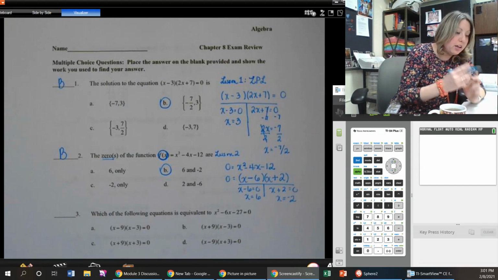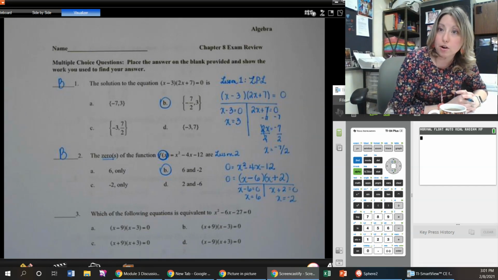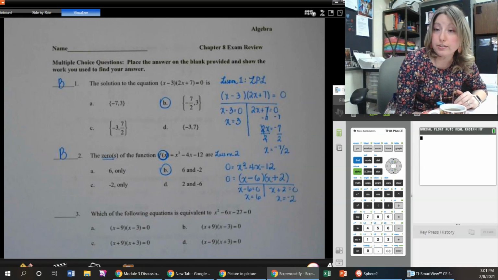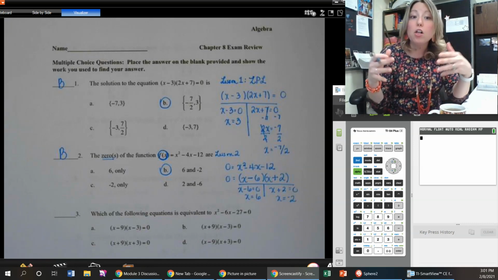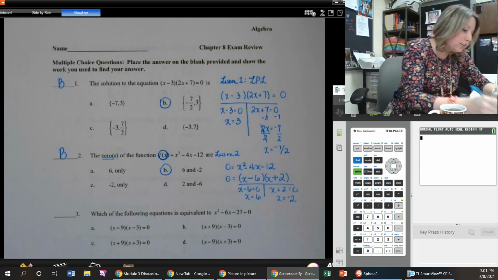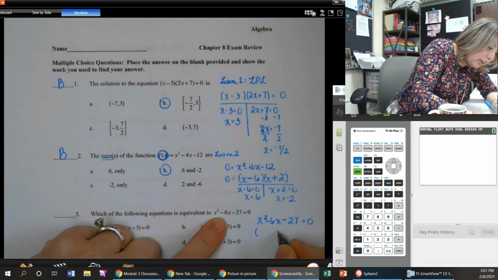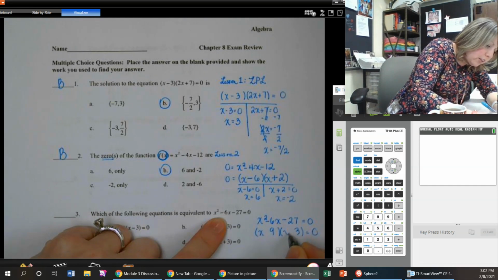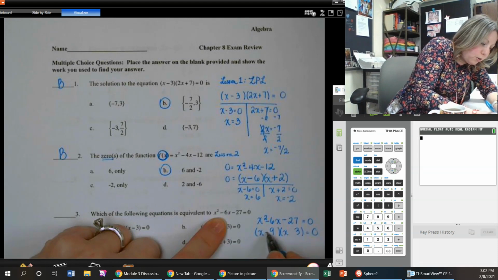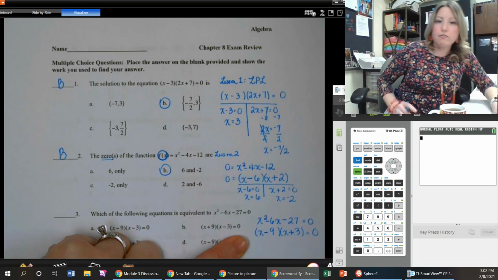Which of the following is equivalent to x squared minus 6x minus 27 equals 0? Well, that's a quadratic equation in standard form already. And notice all the choices are factored binomials. So all we have to do is factor this. What are the factors of 27 that will subtract to give me a negative 6? And that would be 9 and 3. 9 is the bigger factor, so it has to have the same sign as the middle. And since 27 is negative, this 3 has to have the opposite sign.